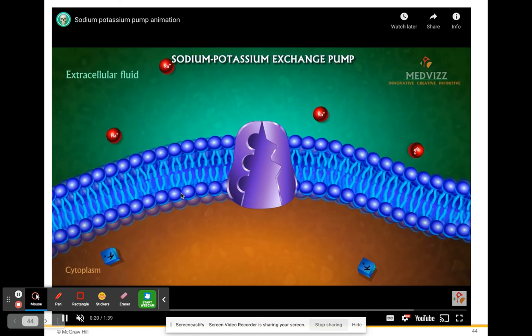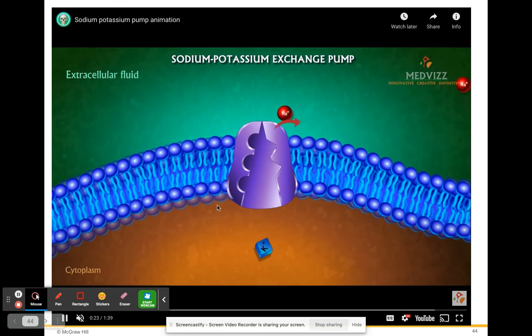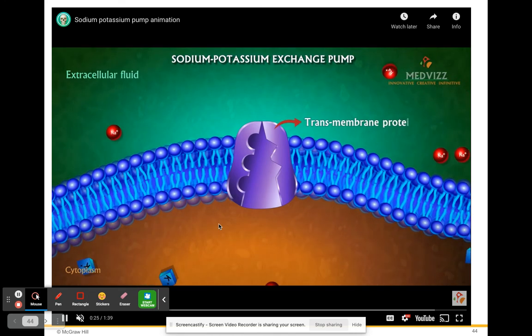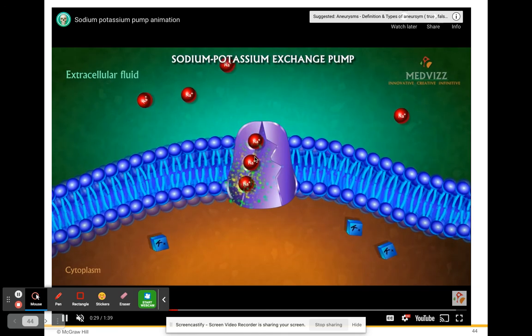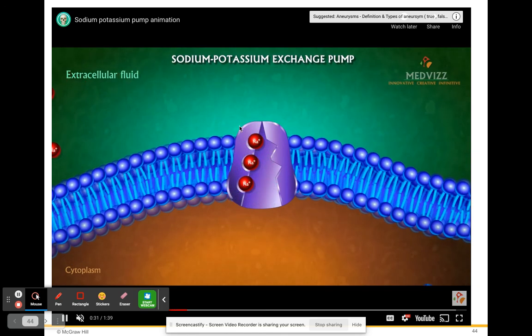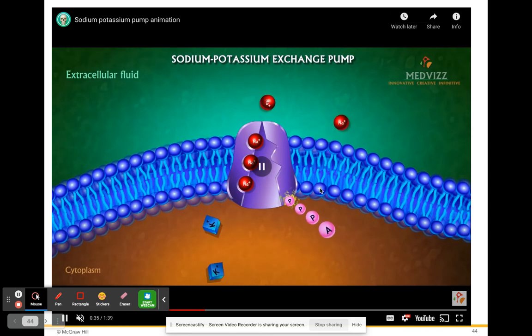Okay, so we're going to see in a moment some sodium. Here we got some sodium come in and bond to the protein here. Okay, then we need energy. So here's ATP. Let me pause it. This is ATP, adenosine triphosphate, A, and then three Ps, triphosphate, three Ps.